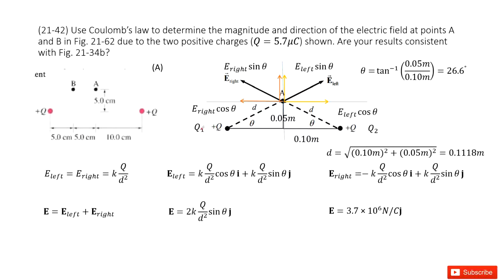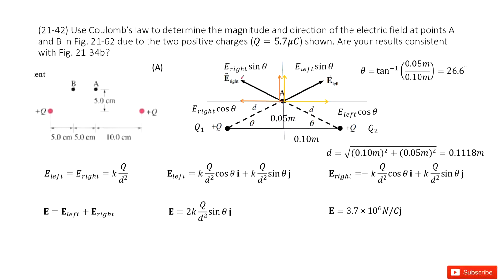We can see the left point charge, we call it Q1. The right point charge, we call it Q2, right? They have the same charge. Q is given. And also at position A, we draw a picture like this one. If we want to find the electric field at position A, first, the electric field comes from Q1, so we write it as E left. And also the electric field comes from Q2, so we write it as E right.